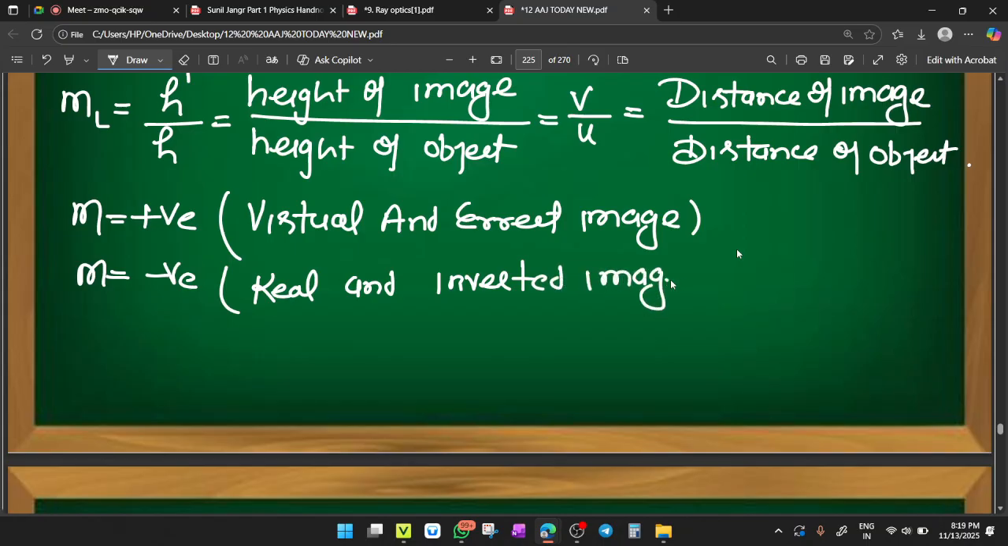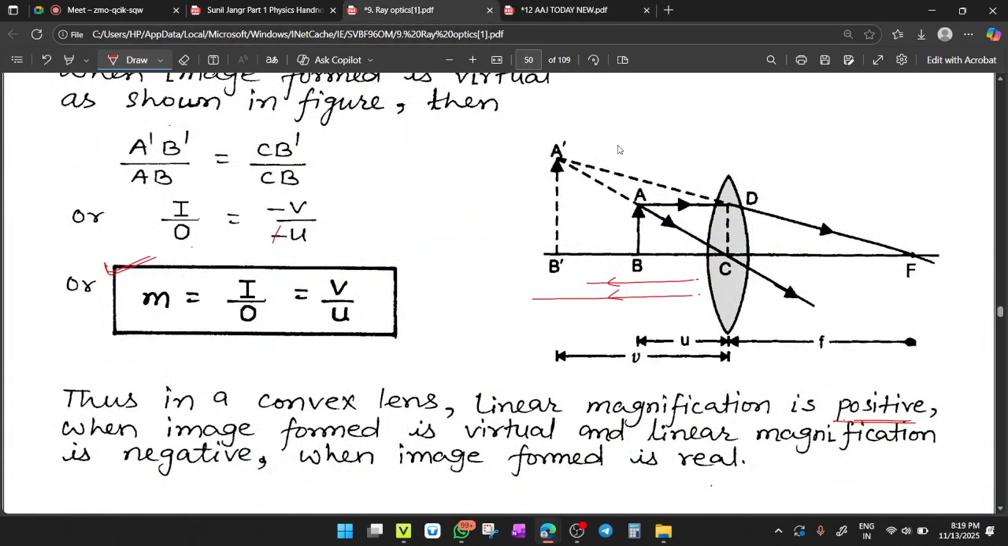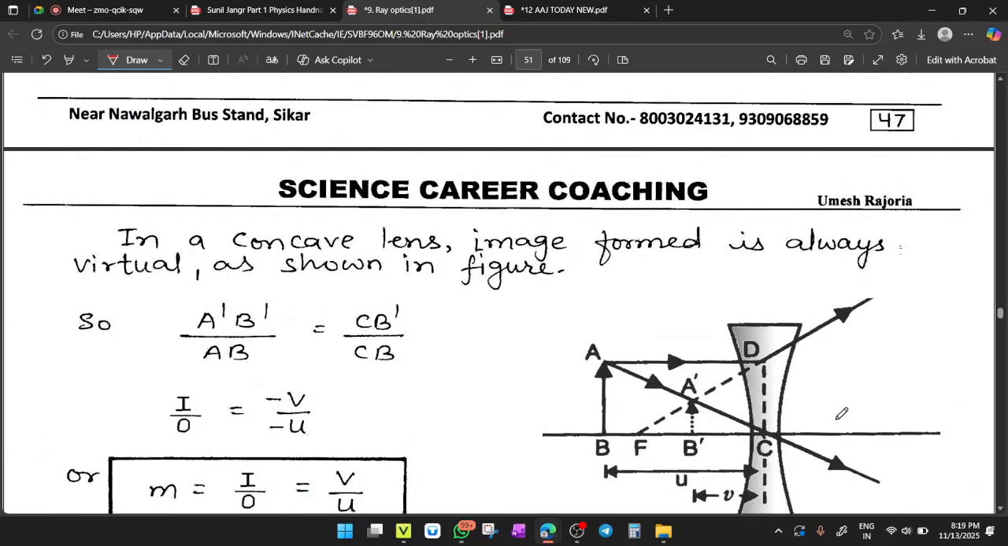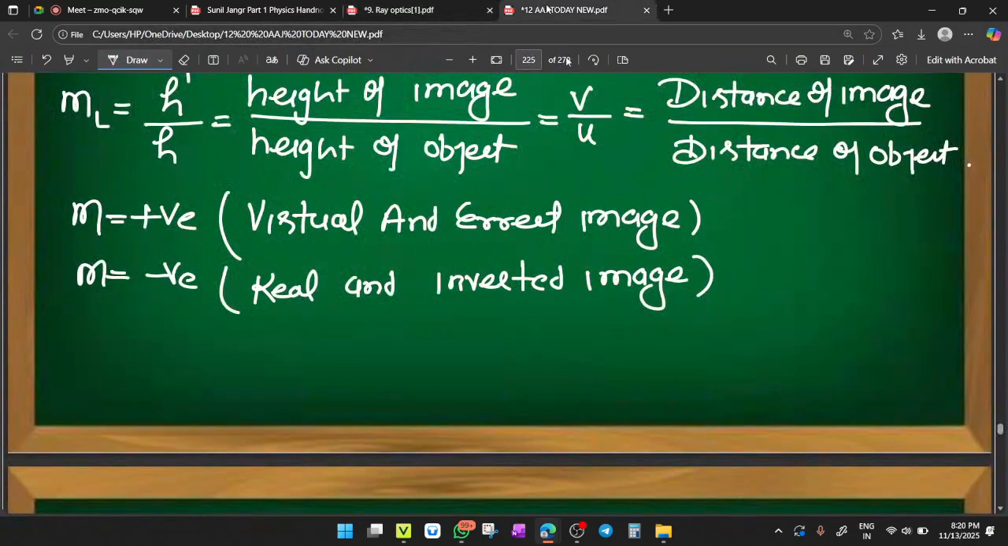Got it? For real and inverted image, M will be negative. Next, magnification by concave lens. In the concave lens, the image formed is always virtual. There is only one case in the case of concave lens. You know this one? In the case of concave lens, what is happening?